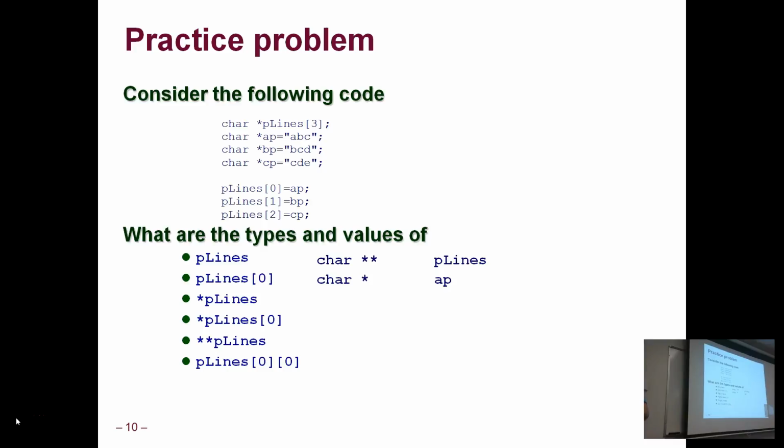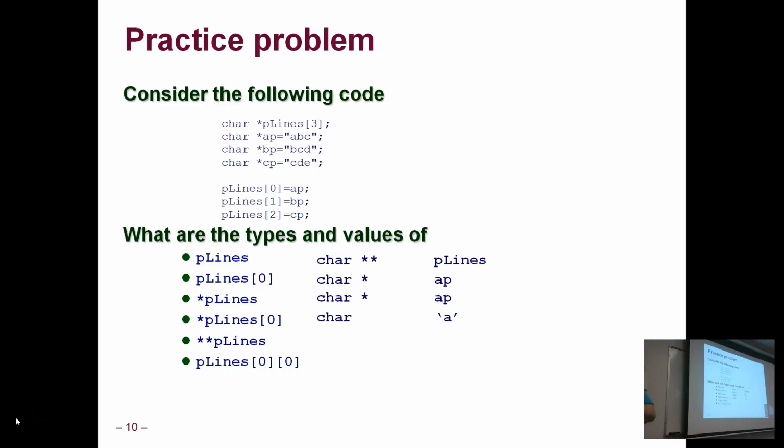Star p lines. What would that be? Same thing. It's tricky. Same thing, right? You're dereferencing this p lines, and p lines was a pointer to a character pointer. And so what happens when you dereference it is it just returns the very first element, which is p lines of 0, which is AP. All right. Star p lines of 0. What is that going to return? The character A. Yeah. So p lines of 0 gets you the AP. Star p lines of 0 will go into here and take the character A and return that.